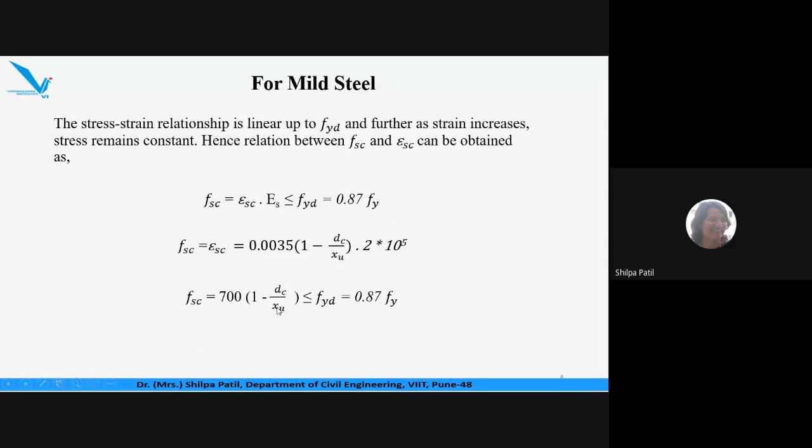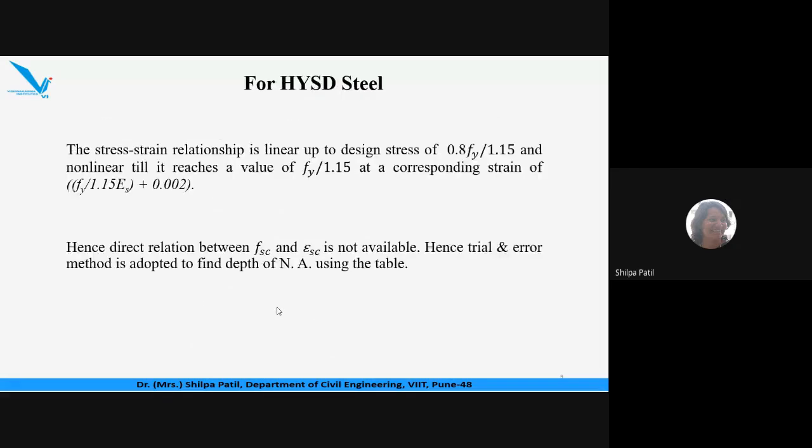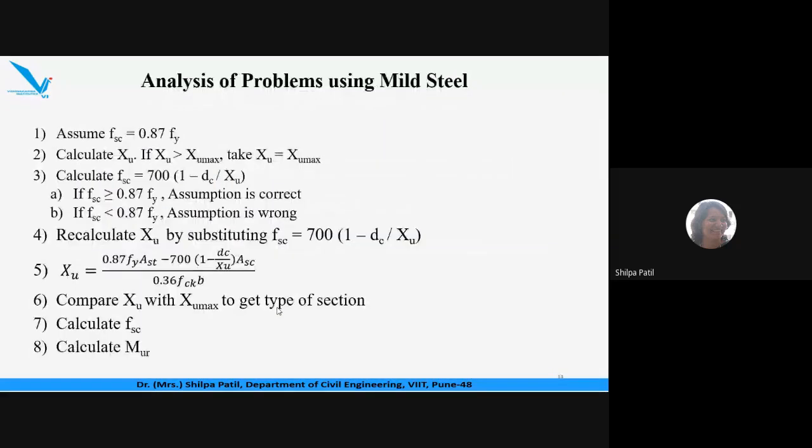So any one value we need to assume initially and then start the solution of the problem. Initially, XU value we cannot assume because it will be anything, anything within the depth of the section. FSC value, we know it has a certain limitation, that is FSC value cannot be greater than 0.87 FY. So it is easy to assume initially FSC value. So the first step is that we have to assume FSC as 0.87 FY.